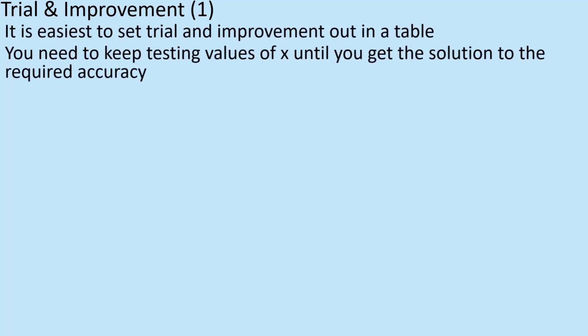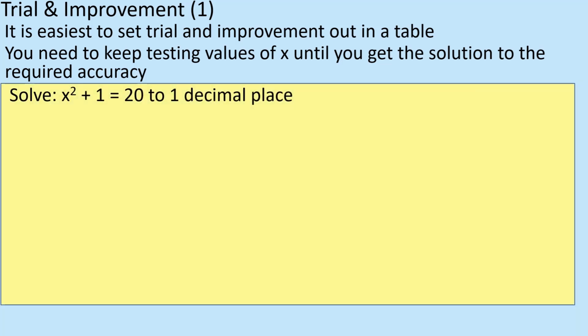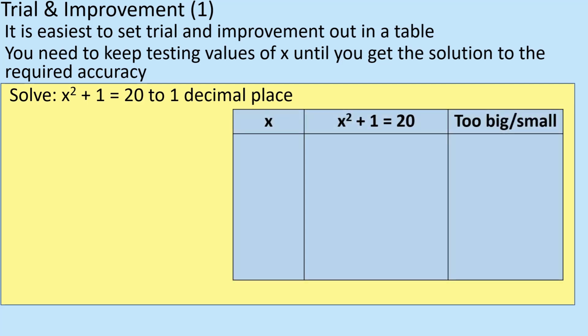So it talks about the idea of testing values, but it's not just a case of testing random values. It's about how you get better at it. Okay, so for example, x squared plus 1 is equal to 20 to one decimal place. Now you could solve it. You could take away 1 and square root it, and that will give you the answer. But it's not about that. This is about what numbers you put in and how you go about getting there. Okay, so we're going to trial values. All right, so what you'll be given is a table, and then from there you're going to put some numbers in.